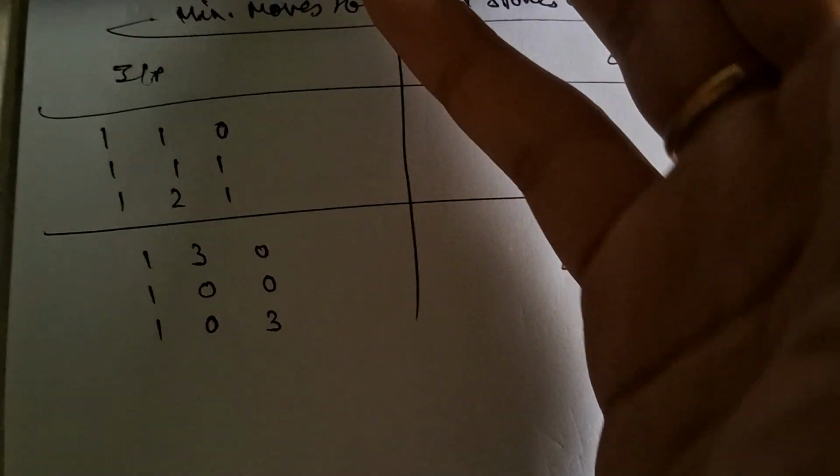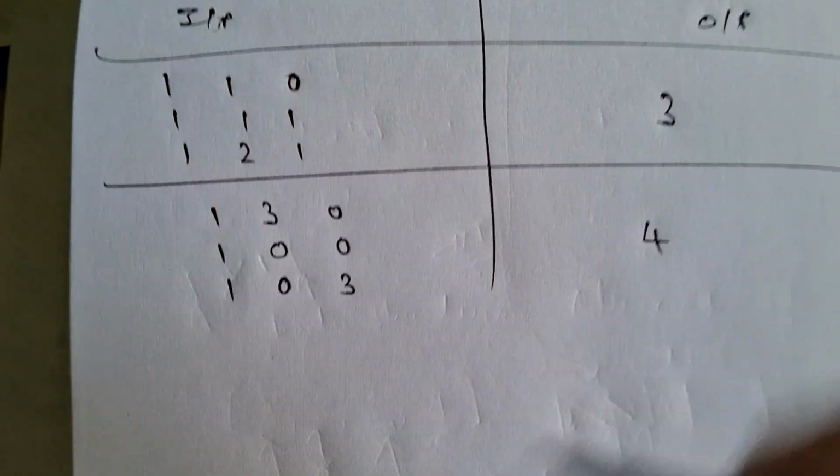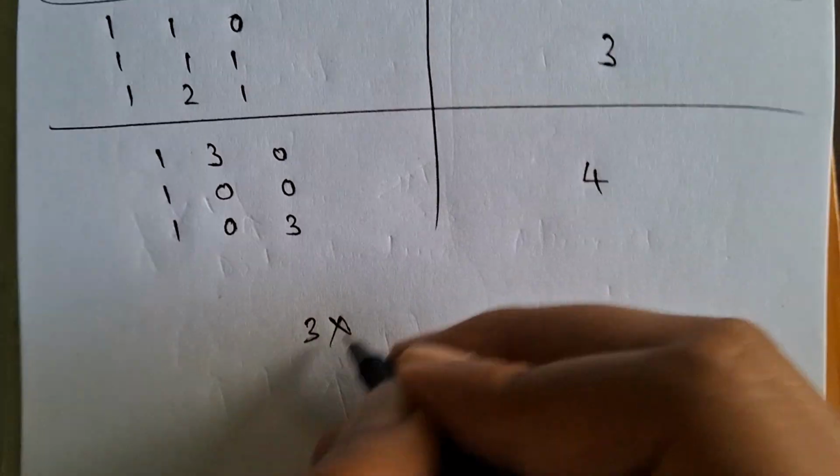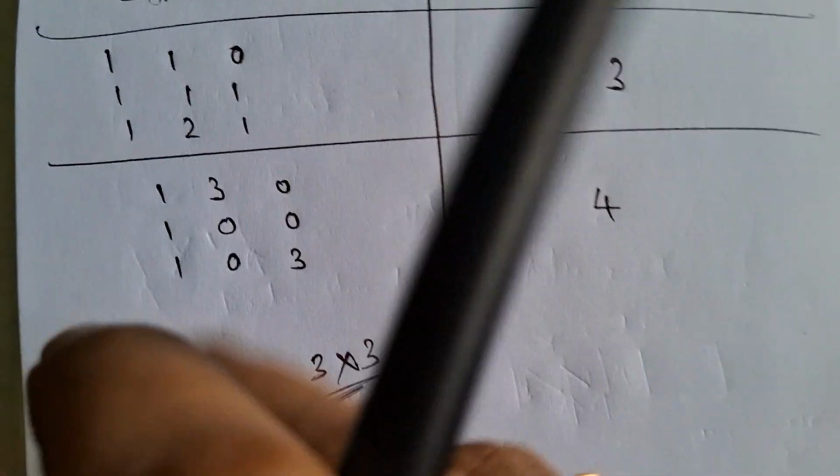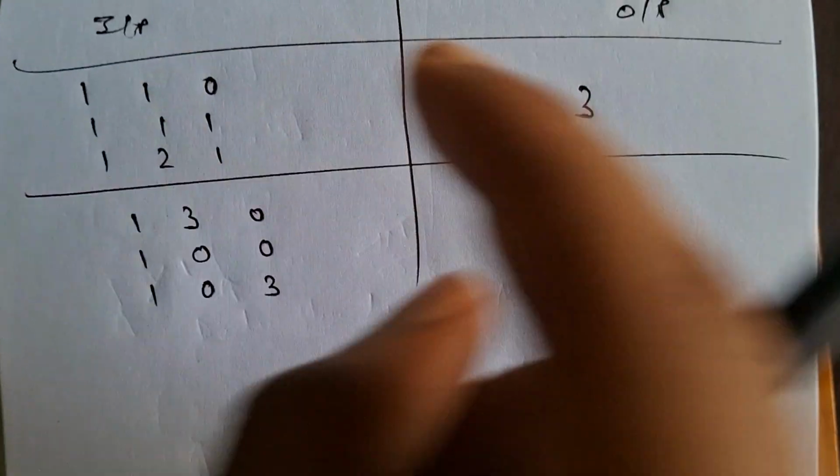The problem statement is very simple. You're given a 2D array of size 3 by 3, and the sum of all the elements over here is 9. So you have to spread 1 to all the cells.